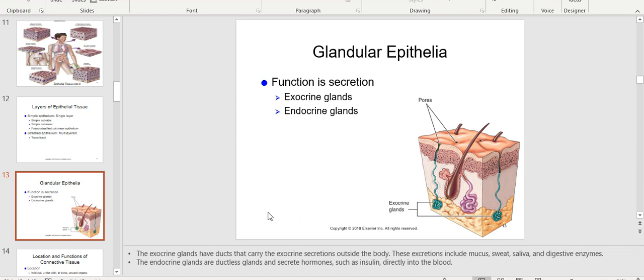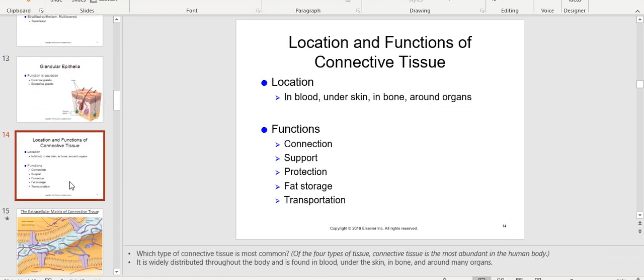Endocrine glands are ductless glands, and they secrete hormones such as insulin directly into the blood. So exocrine glands have these ducts that secrete, but endocrine glands are ductless. We'll talk about that more when we get into the endocrine system.